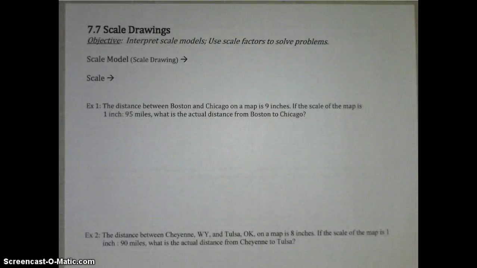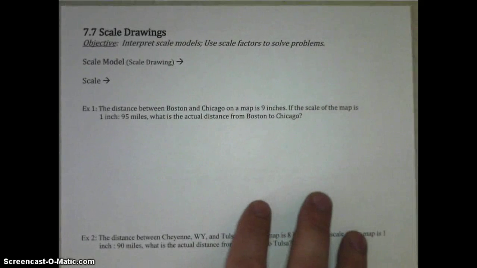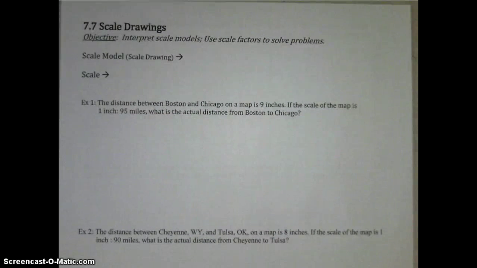Today we're going to be looking at interpreting scale models and using scale factors to solve problems. And you'll notice the format for these notes is a little bit different. I'm just going to write directly on the notes page that you should have.